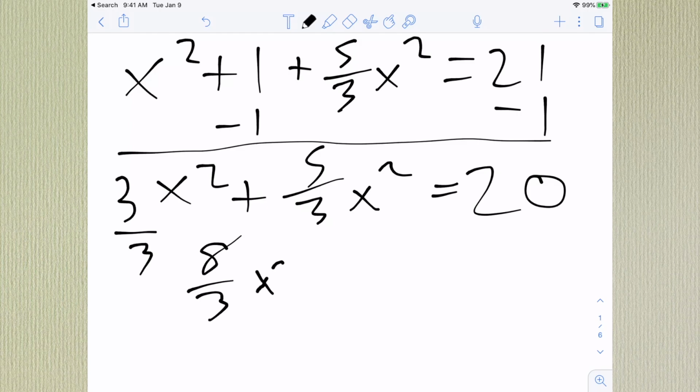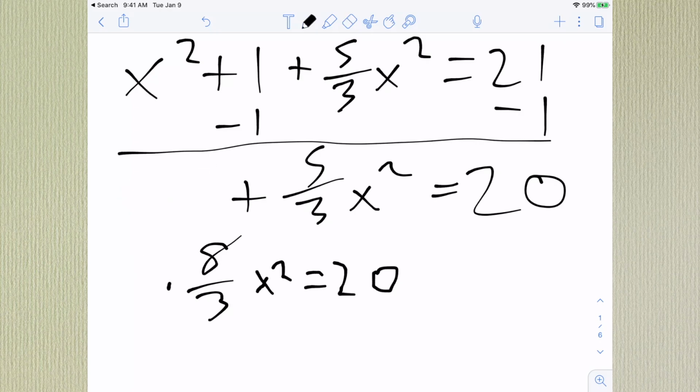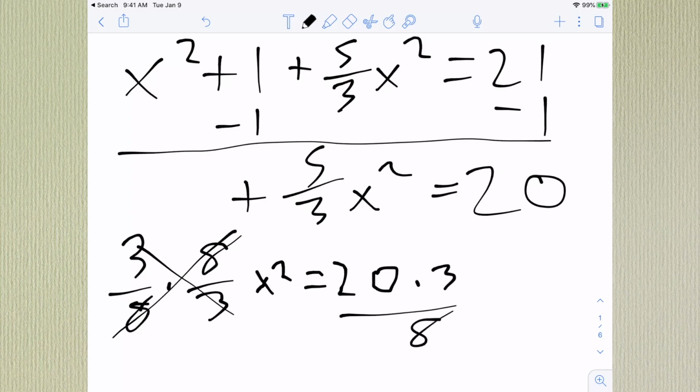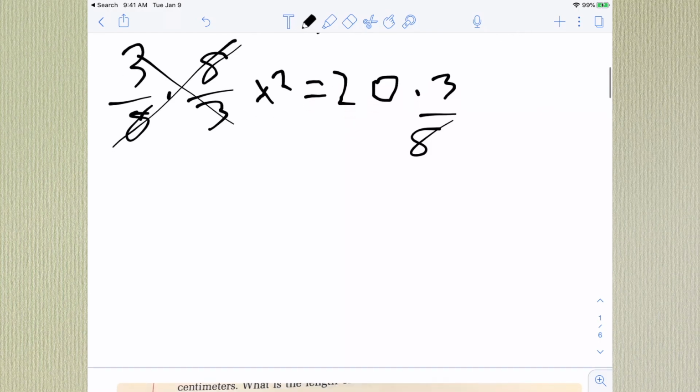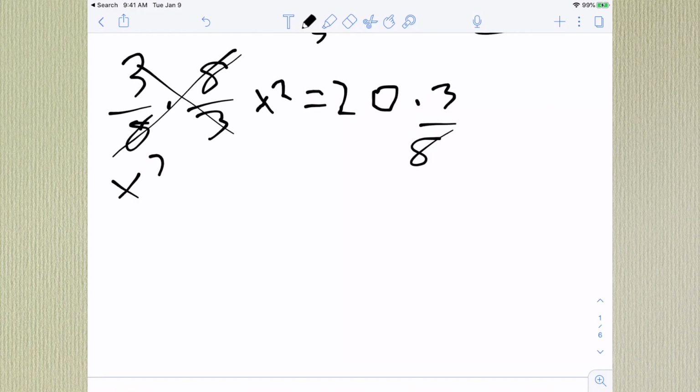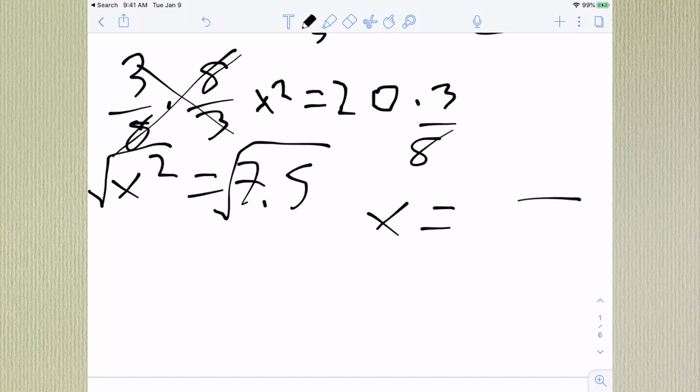x squared equals 20. And now you have to multiply again by the reciprocal. Times 3/8, which just cancels out here and here. So what you get is that your x squared equals 60/8, which is going to be 7.5. And now you can square root this. So x equals the square root of 7.5.